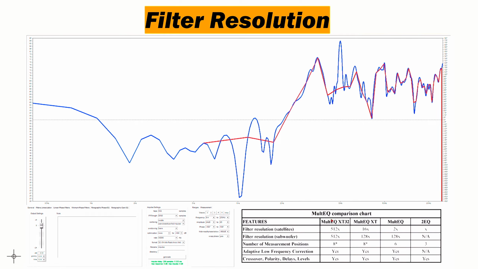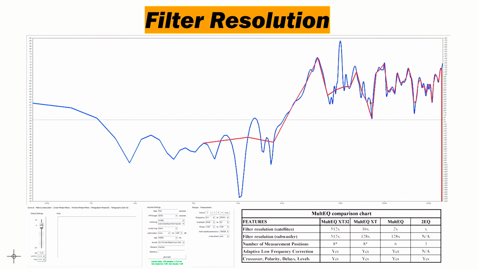Now we have seen in this little demo that the target curves those automated calibration systems are intending to correct for are not really accurate. How about the correction filters that they apply? How accurate are they? This is the MultEQ comparison chart from the cheapest version to the best version, XT32. The finite impulse response filters, number of taps. For subwoofers, the best version of Odyssey can apply 512 taps.